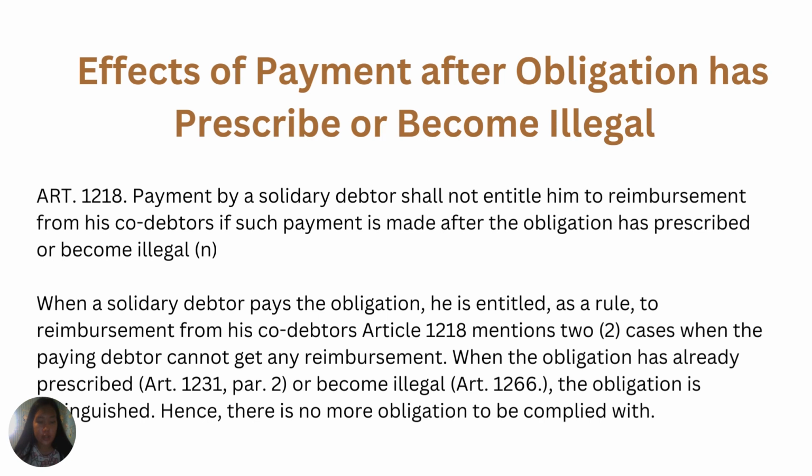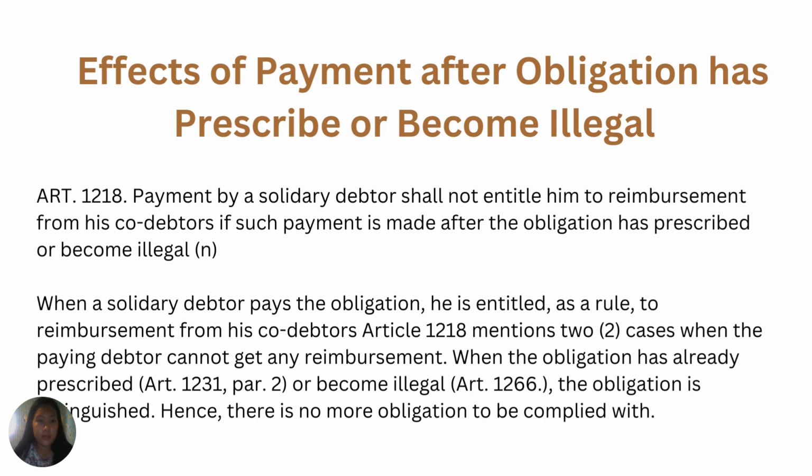So when the obligation has already prescribed or become illegal, the obligation is extinguished. Hence, there is no more obligation to be complied with. For example, if A and B are solidarily indebted to C in the amount of 1,000 pesos, and the debt is prescribed, if A nevertheless paid the debt, he cannot collect from B the share corresponding to the latter. Neither can A recover from C. When a right to sue upon a civil obligation has lapsed by extinctive prescription, the obligor cannot recover what he has delivered or the value of the services he has rendered.